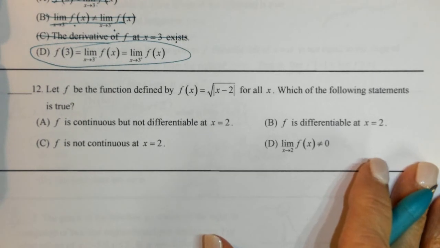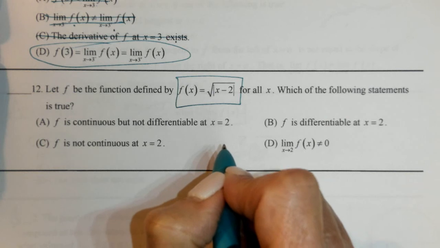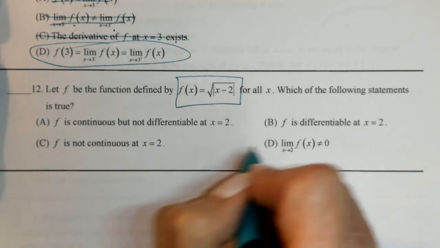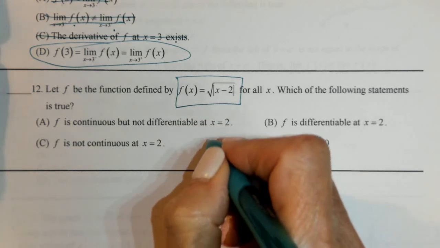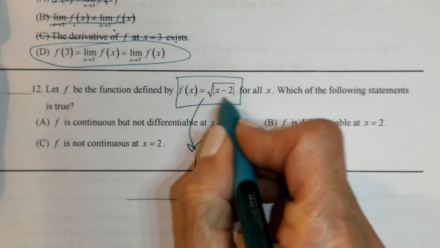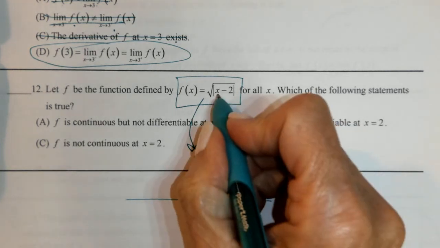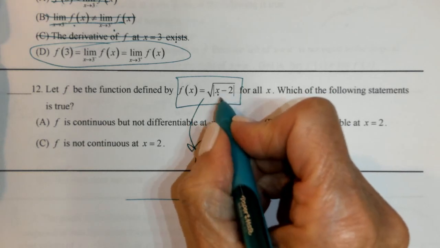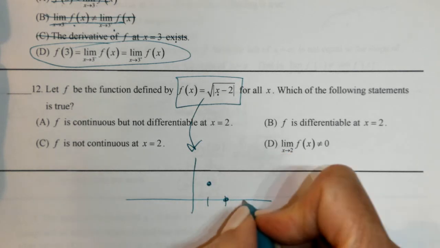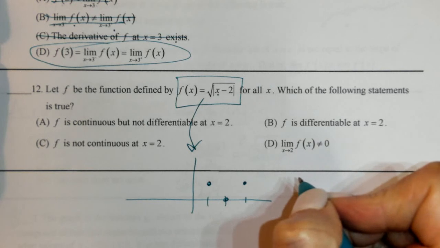Next up, let f be defined by this function. Which of the following statements is true? Okay, and we're dealing with differentiability, continuity, a limit. So it would be nice if we knew what the graph of that looked like. So let's sketch this graph. When x is 2, we're at 0. When x is 1, we're at the absolute value of -1, which is 1. When x is 3, we're at the square root of 1, which is 1.